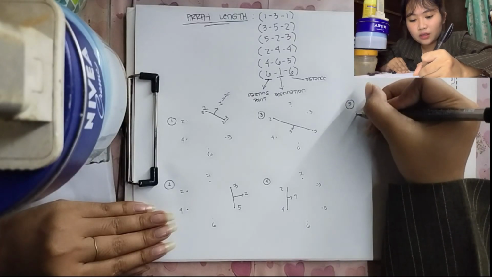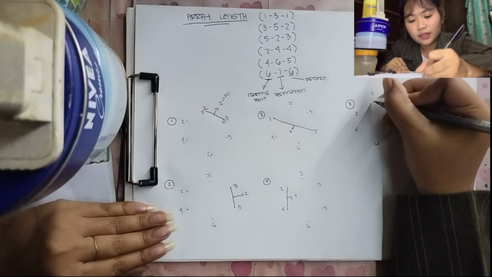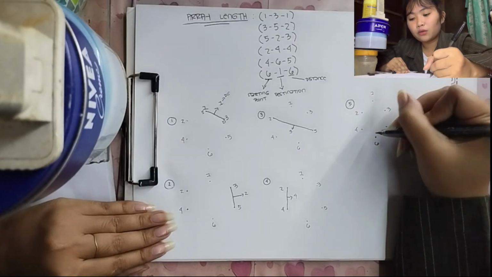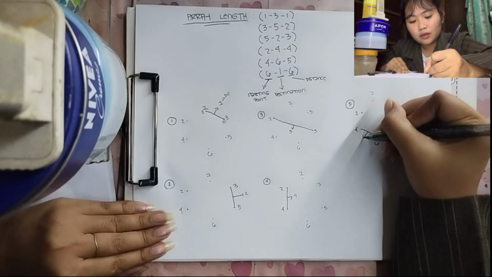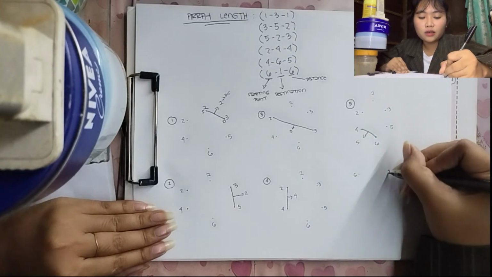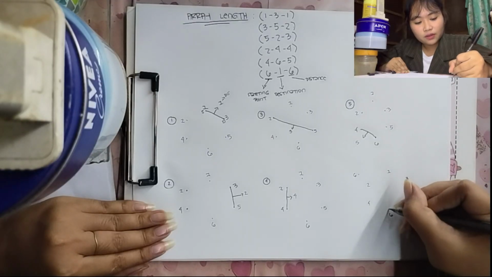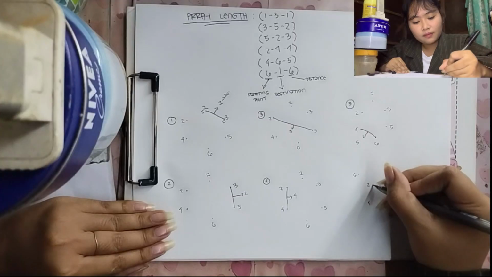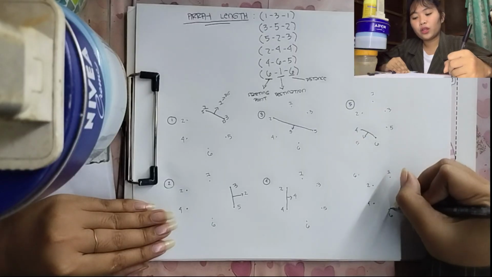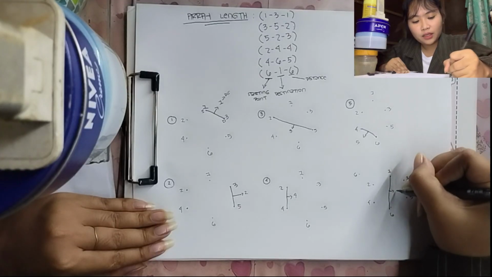1, 2, 3, 4, 5, 6. 4 to 6. Number 6, the last number: 2, 3, 4, 5, 6. So, starting point 6, destination 1. So, the line will be 6.